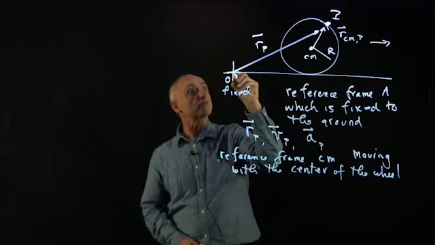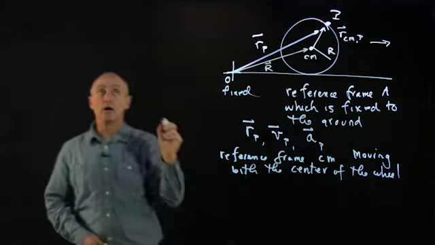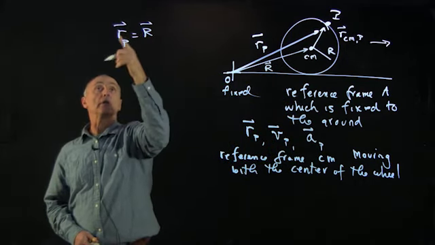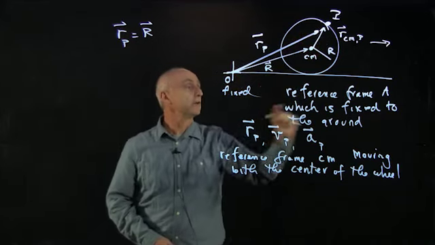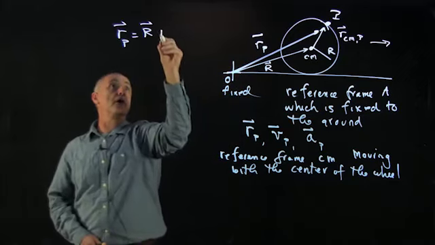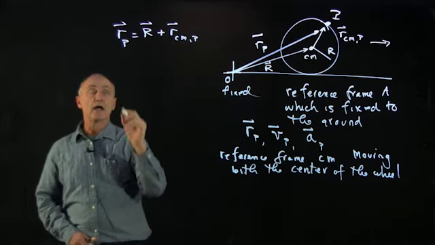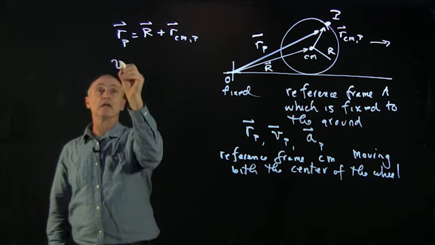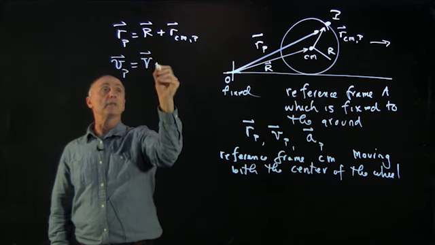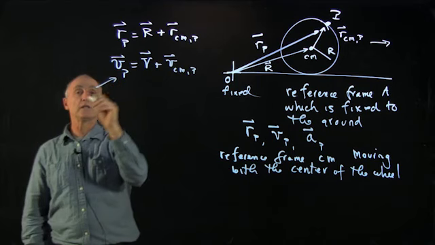Now, these vectors are connected, and we'll call this vector capital R, by our vector triangle. Little r_p, that's the position vector in the fixed frame of the ground, is given by capital R plus r_cm,p. Now, as we've seen before, by differentiating, the velocity of the particle is given by v plus v_cm,p.